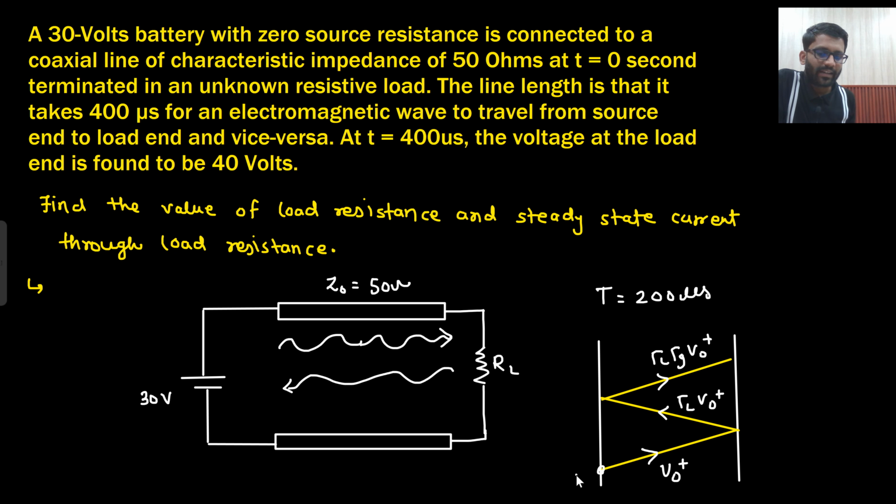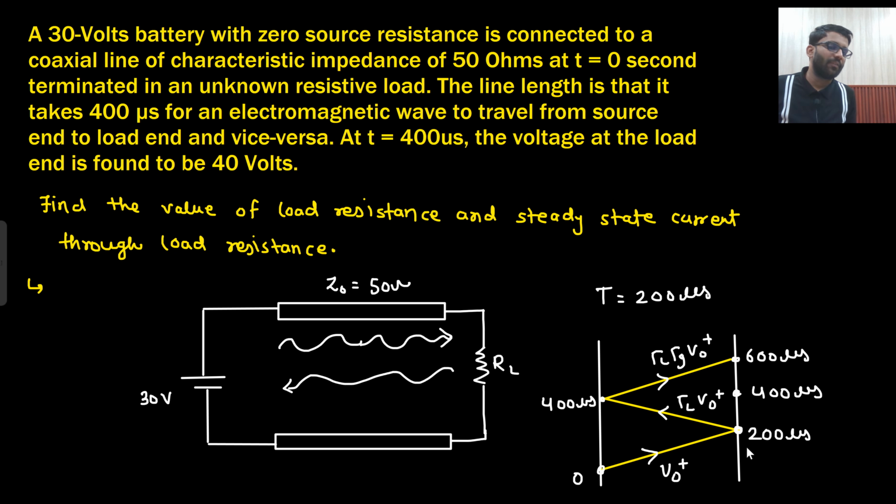Now, this will start at t equals 0. This will be your 200 microsecond. If I assume that my transient time is 200 microsecond, this will be your 400 microsecond, right? And this will be your 600 microsecond. So what they are saying is that at 400 microsecond, voltage at the load is found to be 40 volts. So what will be the voltage at load at 400 microsecond? This will be your 400 microsecond, right?